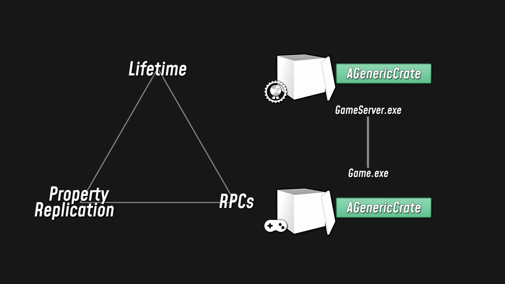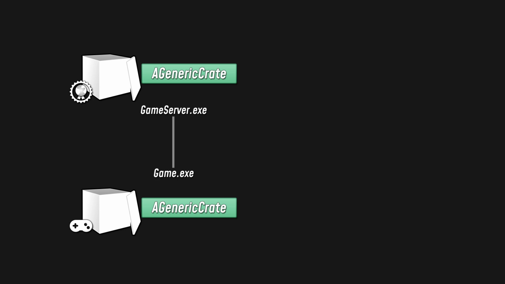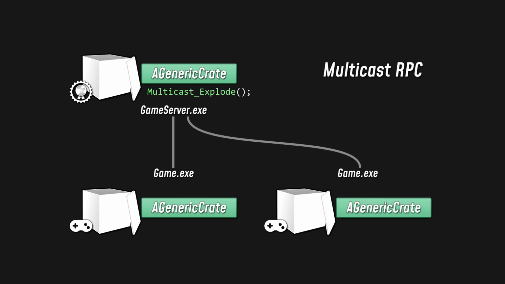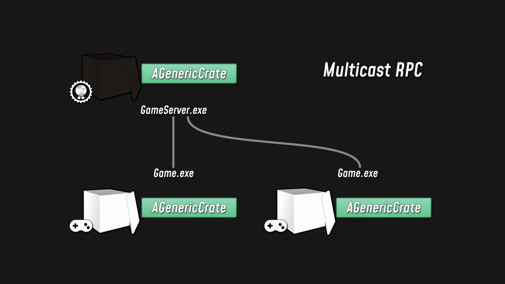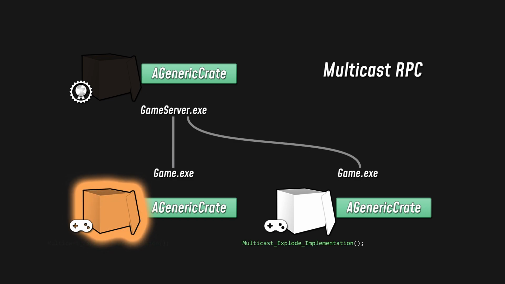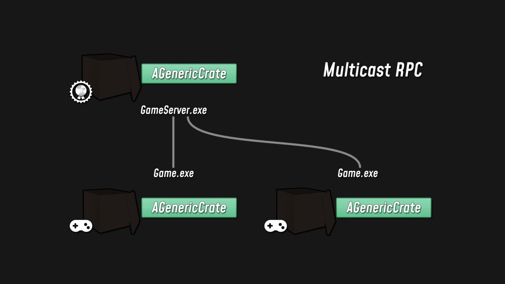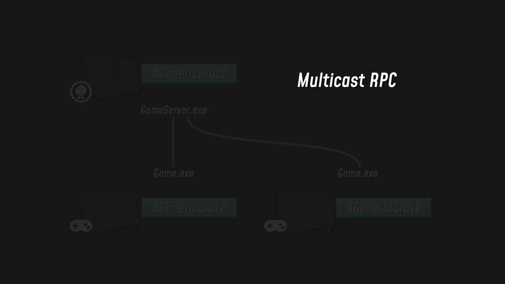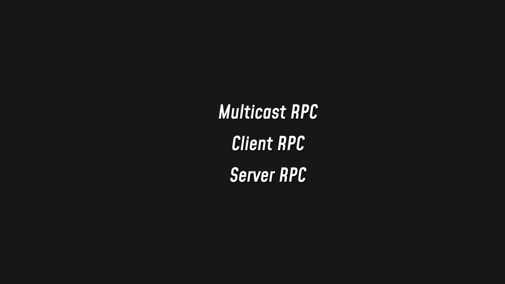Finally, there are RPCs, remote procedure calls. If you designate a function as a multicast RPC, then when you call that function on the server, it will send a message to every client to whom that actor is currently being replicated, indicating that the client should call that function on its copy of the actor. You can also declare client and server RPCs, which let you send messages back and forth between the server and the single client who owns the actor.